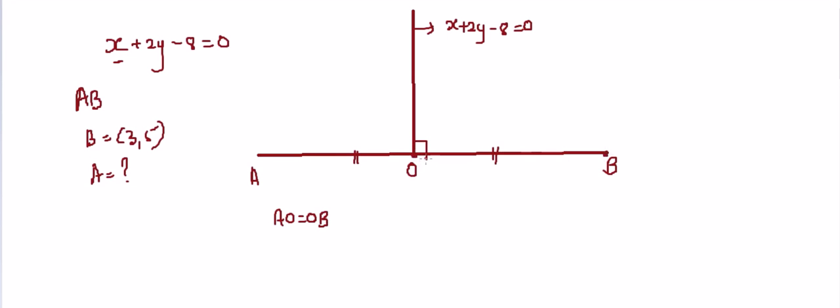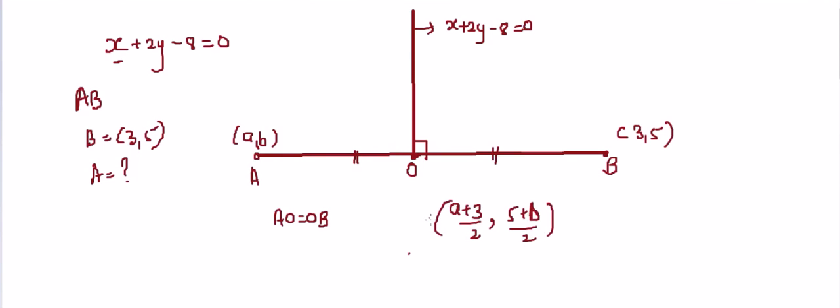So the very first thing is we need to calculate this point O, and let me write down that B is (3, 5). We don't know the coordinates of point A, so let us suppose it to be (a, b). Now O is the midpoint. So how can I calculate the midpoint? It's (a plus 3) over 2, comma, (5 plus b) over 2. So these are the coordinates of O.